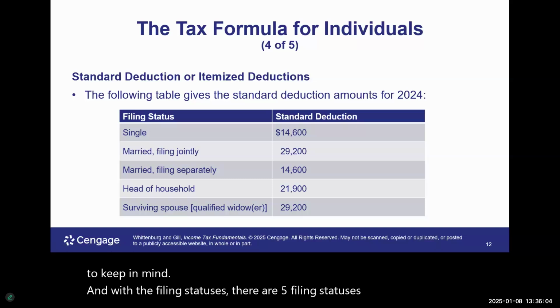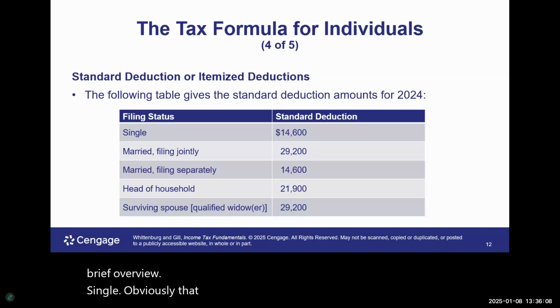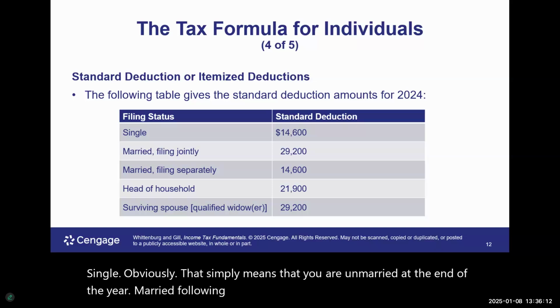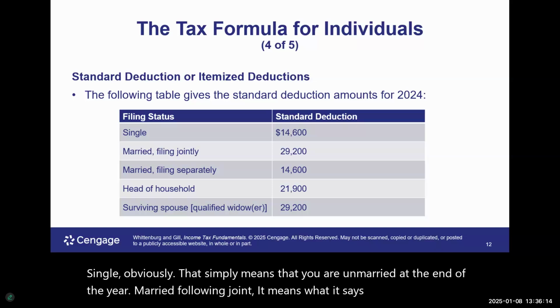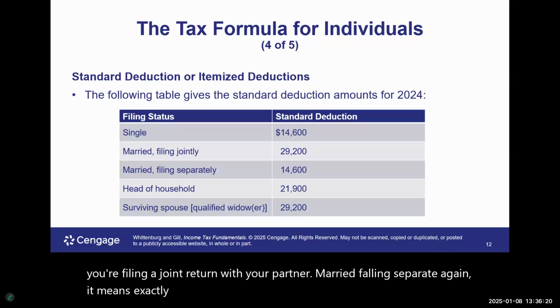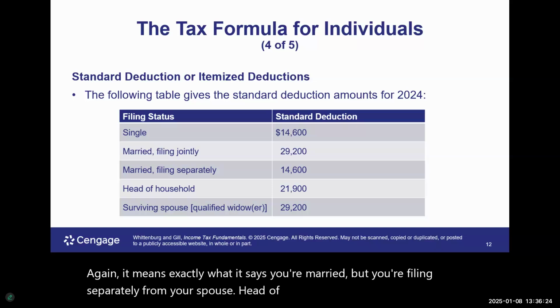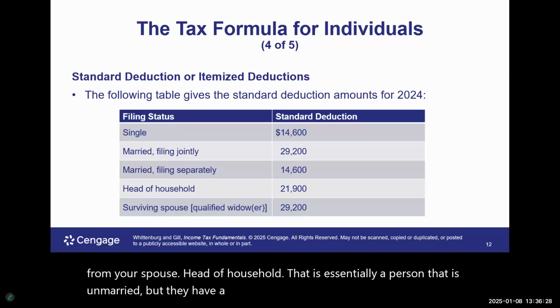So just to give you a brief overview, single, obviously, simply means that you're unmarried at the end of the year. Married filing joint means what it says. You are married and you're filing a joint return with your partner. Married filing separate, again, means exactly what it says. You're married, but you're filing separately from your spouse. Head of household is essentially a person that is unmarried, but has a qualifying dependent, as we'll learn a little later.